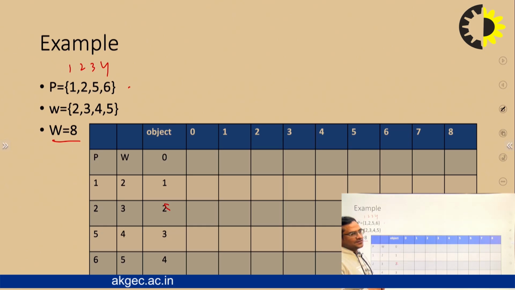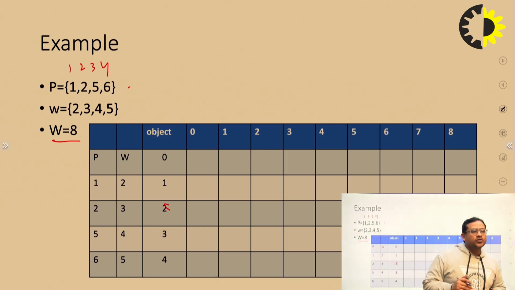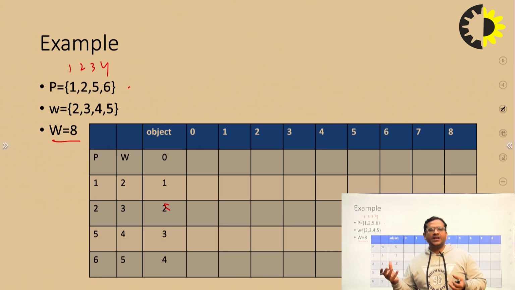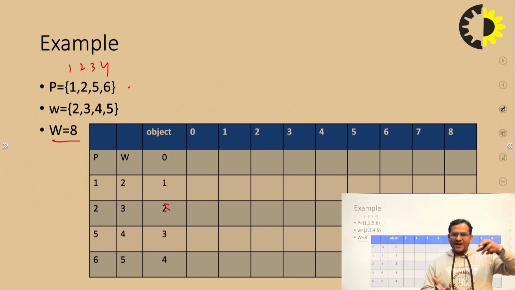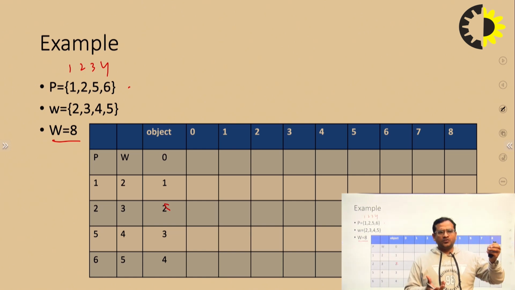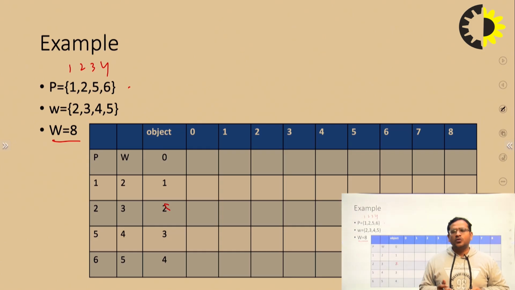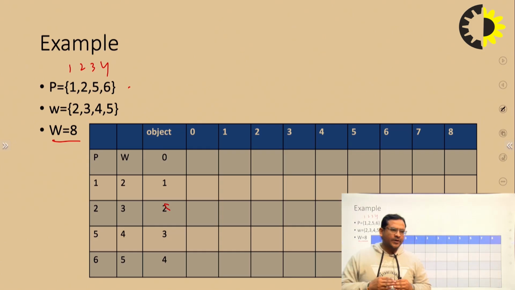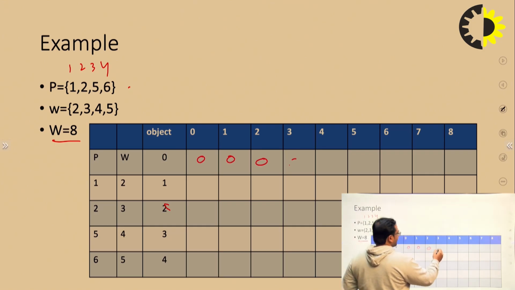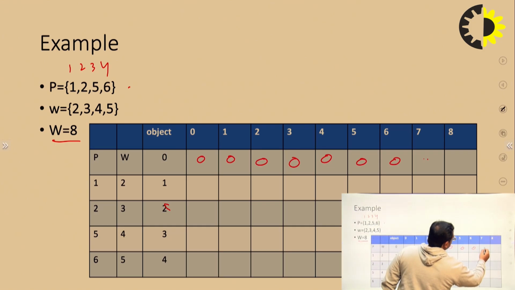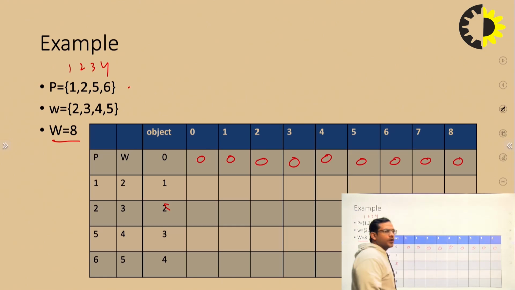How can we fill this? Initially, when you have not selected any item, what is the capacity filled in that particular bag? It is 0, because the bag size is 8 and no item has been put in till now. So the capacity filled in that bag is 0, and we have to fill in 0 here. Got my point? Initially.